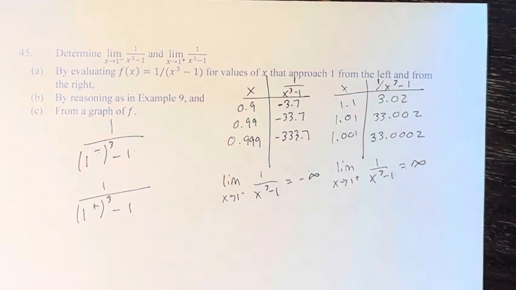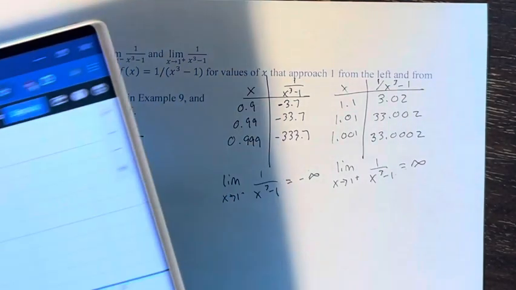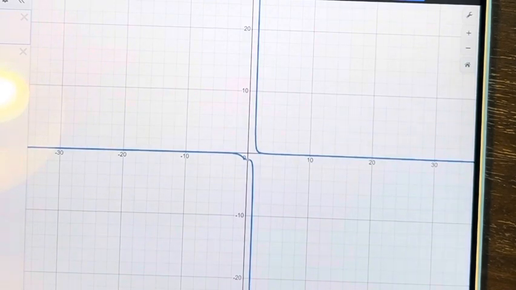We can also see this by graphing the function, as in part C, where as we approach x equals 1, from the right it goes off to positive infinity, and from the left it goes off to negative infinity.